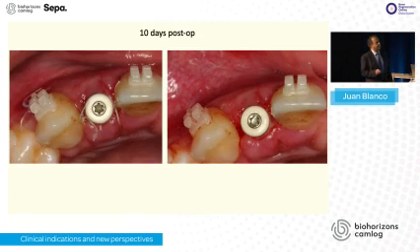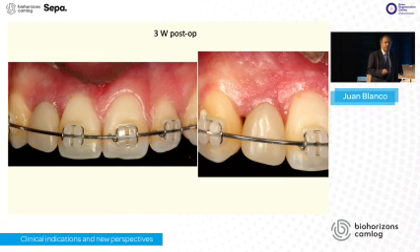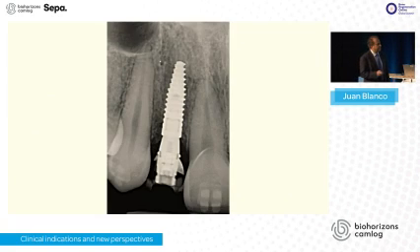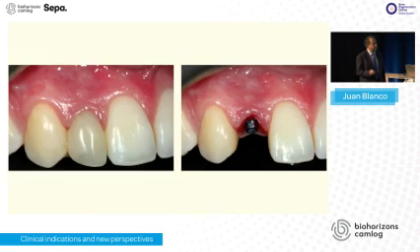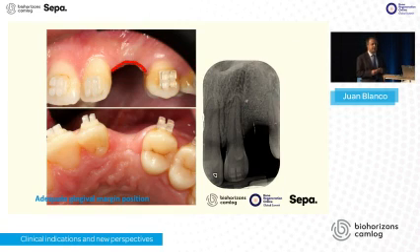This is 10 days post-op with a provisional prosthesis 3 weeks post-op. This is the X-ray. And this is how it looks before preparing the final crown. So you can see clearly how the gingiva, how it looks perfectly, the gingival margin, the scallop part, everything is correct. And we were able to eliminate this concavity that we had before the surgery. And let me share with you this last case.